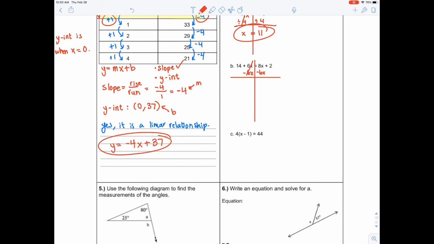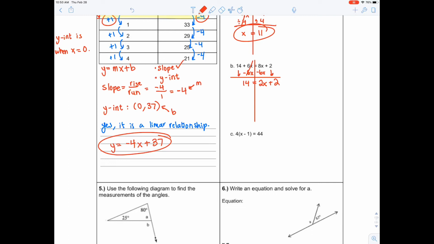Okay, so these 6x's are going to cancel out. I'm going to bring down this 14. So 14 is equal to, well, what's 8x minus 6x? 8 minus 6 is 2, so I have 2 x's. And then I have this plus 2. This plus 2 I haven't done anything to, so I'm just going to bring it straight down.